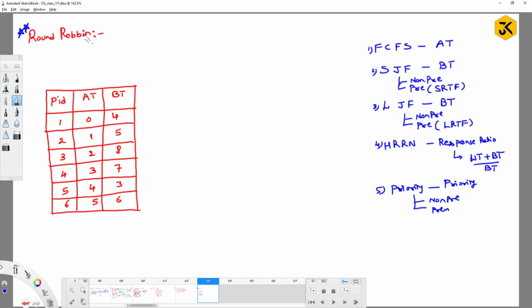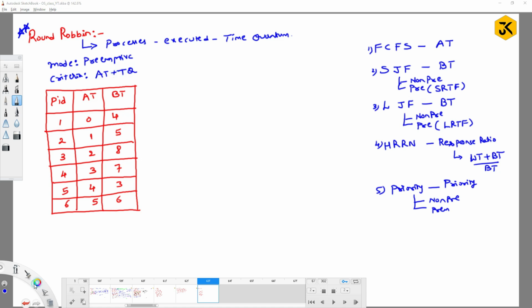As every algorithm has a certain criterion, round robin also has a criterion, meaning how the processes are going to be selected. In round robin, processes are executed based on a time quantum. The mode we use is a preemptive version, and the criterion will be arrival time plus time quantum.